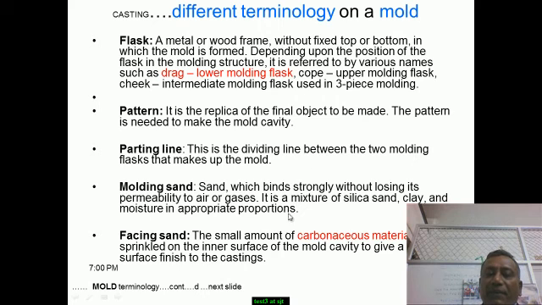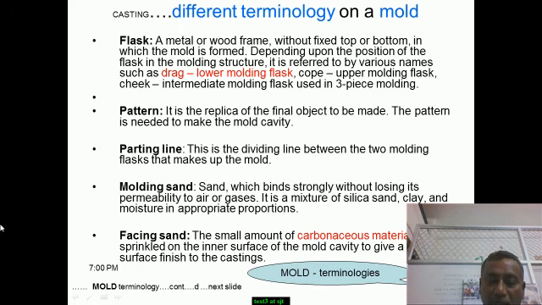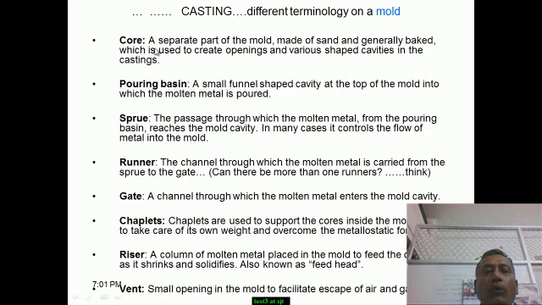Molding sand, the basic sand by which this mold will be made. It is a mixture of silica sand, clay and moisture in appropriate proportions. Facing sand, a small amount of carbonaceous material sprinkled on the inner surface of the mold cavity to give a better surface finish to the final casting, which is the final product. Let us continue with the mold terminology.